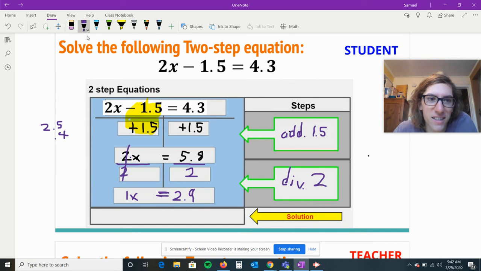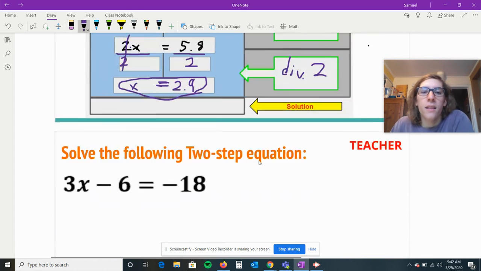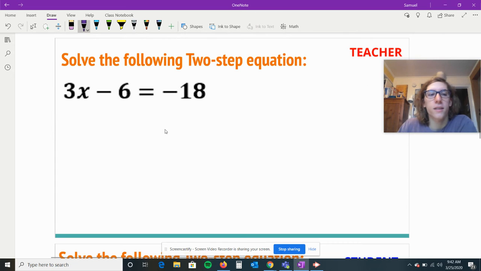Okay, so x is equal to, or 1x is equal to 2.9. Again, if you just have 1x, we don't really need that, do we? All right, so x is equal to 2.9. Hopefully that's what you got. Let us keep on rolling.